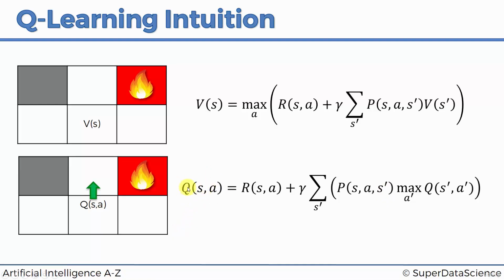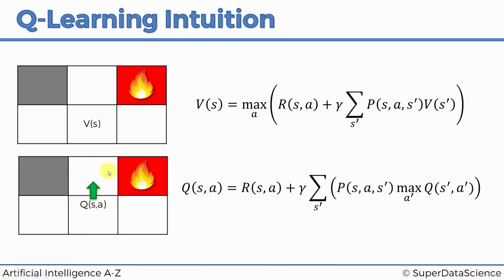So now the agent can think, what's the value of this action? What's the quality of this action? What's the Q value of this action? Well, it depends on the reward I get in the immediate step after that, plus the discount factor times the maximum of all the possible Q actions in that state.